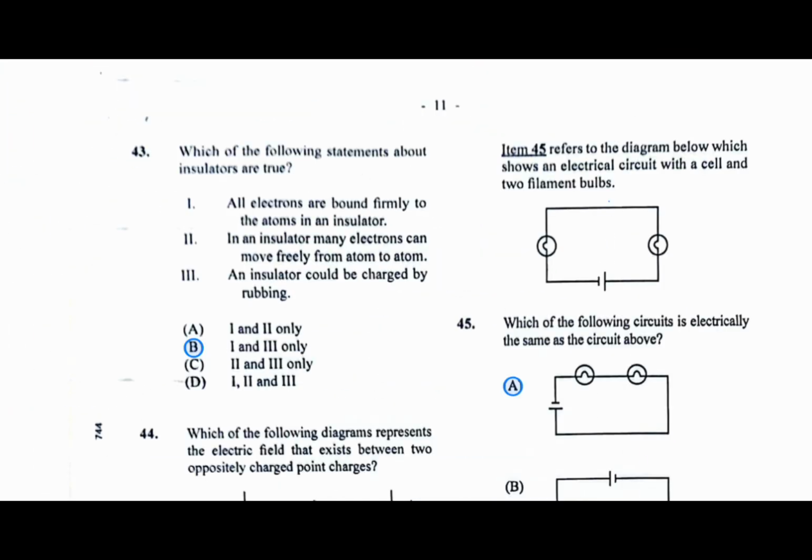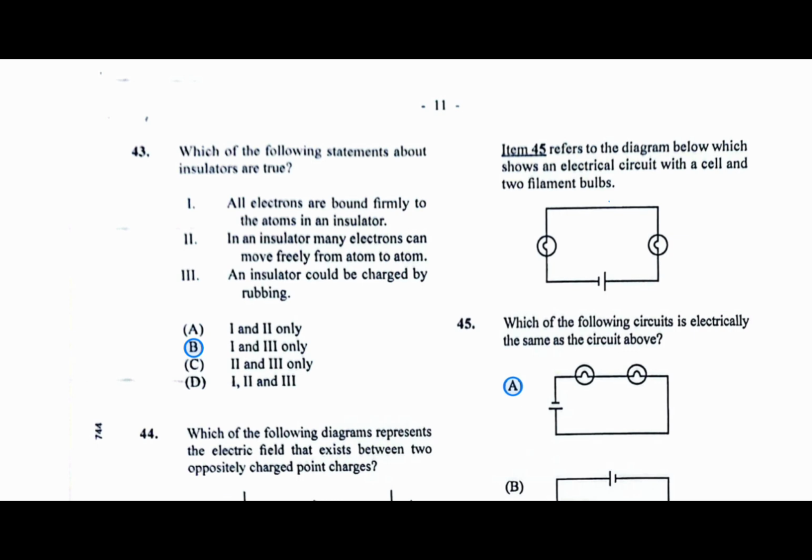Question 43. Which of the following statements about insulators are true? 1. All electrons are bound firmly to the atoms in an insulator. This is true, because if you are a conductor, there needs to be a net movement of electrons. But if there's no movement of electrons, then it can't conduct. And if the electrons are bound firmly, they can't really move. So 1 is a very true property of an insulator.